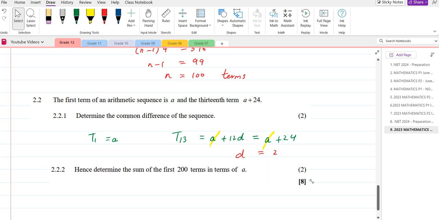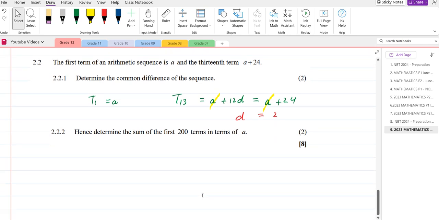Hence, determine the sum of the first 200 terms in terms of a. So what's Sn? Sn is equal to n over 2 into 2a plus n minus 1 times d. Right, that's the sum of an arithmetic sequence. So Sn, the sum of the first 200 terms.